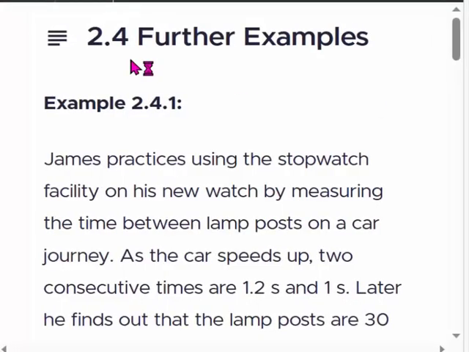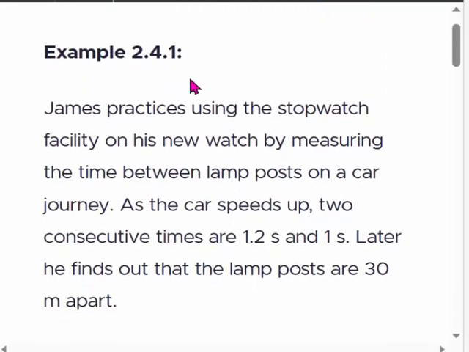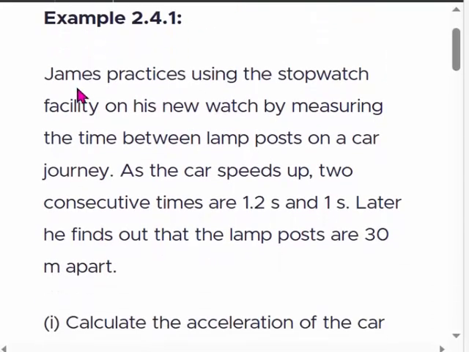Further examples. We are going to look at further examples in constant acceleration. Here in this example 2.4.1, it says that James practices using the stopwatch facility on his new watch by measuring the time between lampposts on a car journey. As the car speeds up, two consecutive times are 1.2 seconds and 1 second. That is, he resets his stopwatch at lamppost 1.